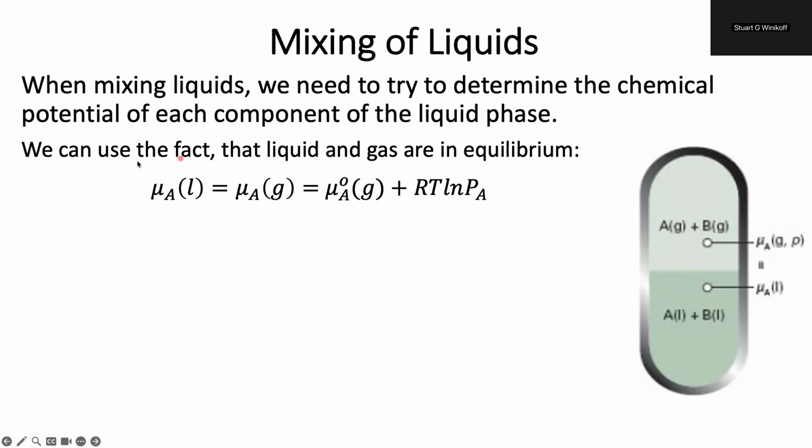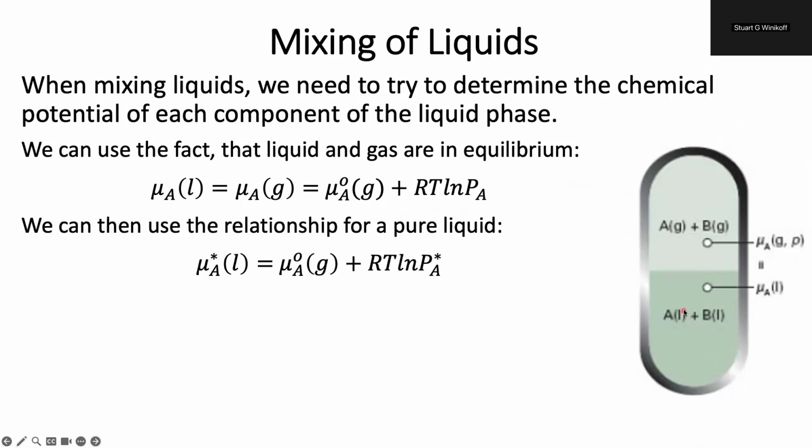So that means the chemical potential of my liquid mixture will be the same as the chemical potential of my gas. Well, and I know how to model the chemical potential of the gas a lot better, as we saw last time. It can be simply given by the standard state chemical potential plus RT and then the natural log of whatever the pressure is. So if I know the pressure of the gas, and I can look up the standard state chemical potential, I can figure out the chemical potential of the liquid.